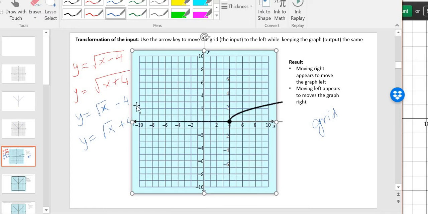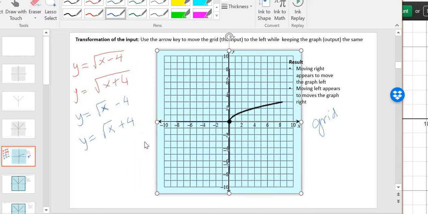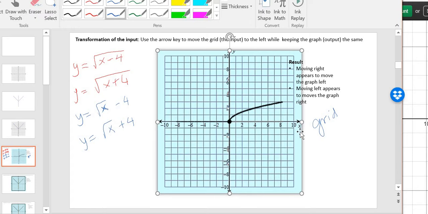So then I can do the opposite. Let's move the grid back to where it was, back to the origin again. Okay, we're back to the origin. Now I want to do the other one, x plus 4. So that means I'm adding 4 to all of the x values. It means that I'm going to move the grid 4 units to the right. So I'm moving the grid now 4 units to the right.